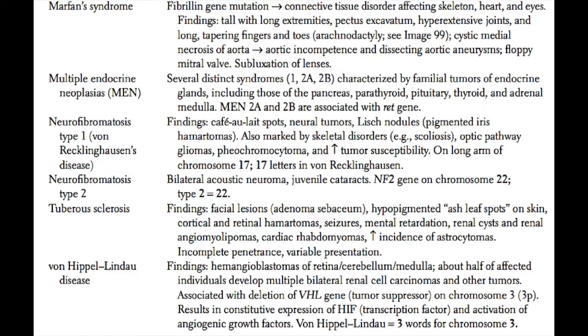Lastly, for autosomal dominant, we're going to talk about von Hippel-Lindau disease. It's caused by deletion of the VHL gene on chromosome number 3. This is a tumor suppressor which stops angiogenesis. That leads to hemangioblastomas of the retina, cerebellum, medulla of the brain, and it's also associated with increased risk of renal cell carcinoma. So beware of seeing clear cells on a pathologic specimen of a tumor in the kidney.